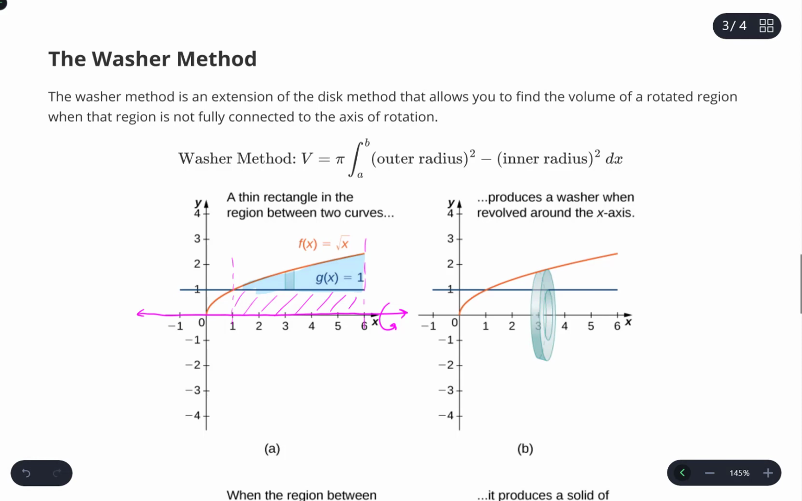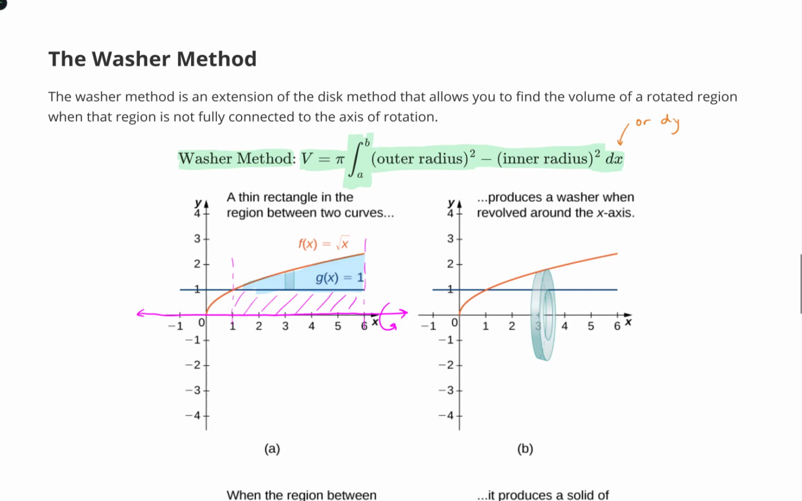In fact, the formula for the washer method, if you notice right up here, is that the volume of this region is pi times the integral from a to b of an outer radius squared minus an inner radius squared, integrated with respect to x, or of course this could be integrated with respect to y, just depending if you want to use a vertical axis of rotation or a horizontal axis, so just depending on the rectangles that you choose in your approximation.